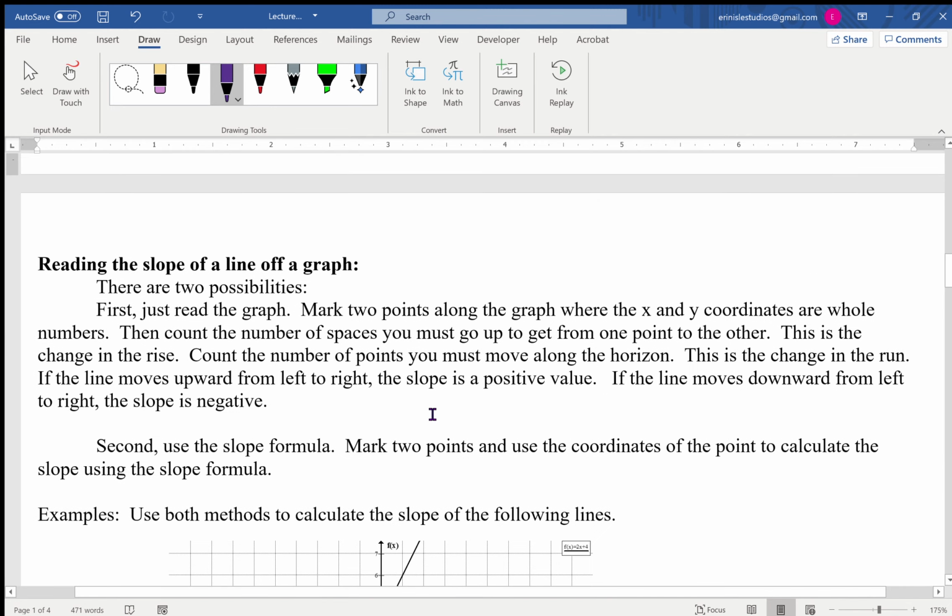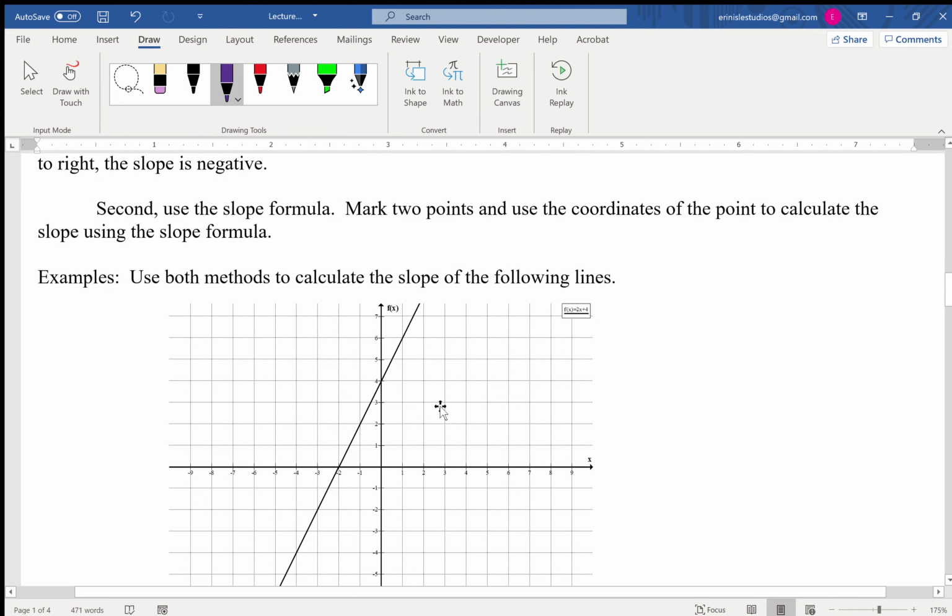Reading the slope of a line off of a graph. Well, there's 2 ways to do this. First, just read the graph. Mark 2 points along the graph where the x and y coordinates are whole numbers. Then count the number of spaces you go up and the number of spaces you go forwards or backwards, and you change that to rise over run. Now remember that if you count up, it's positive, but if you count downwards, it's negative. If you count forwards, it's positive. Backwards, it's negative. Here, let's see what this is talking about.